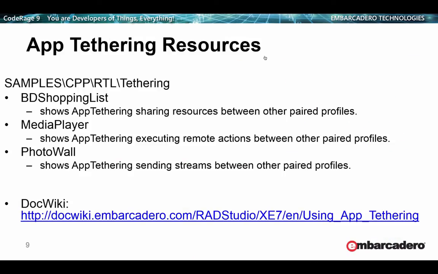App tethering resources. So lastly, for some additional app tethering examples, look at the samples provided in XE7. In this session, I showed you the BD shopping list app that shows app tethering sharing resources between other paired profiles. The media player app shows app tethering executing remote actions between other paired profiles, and the photo wall app shows app tethering sending streams between other paired apps. Also, take a look at the DocWiki under using app tethering for additional resources on how to use app tethering with XE7.